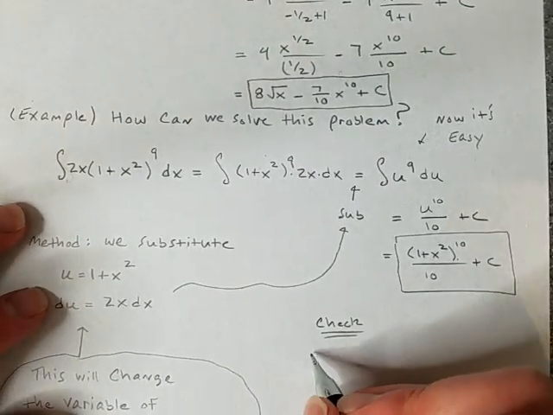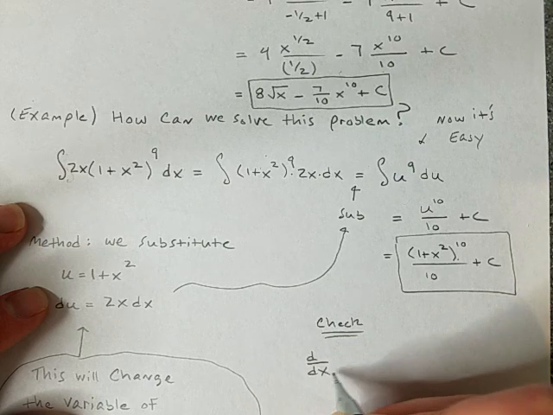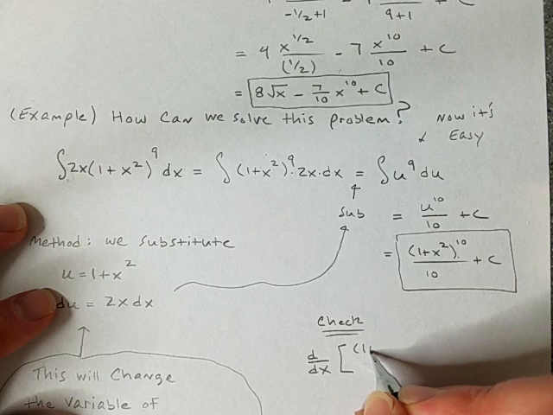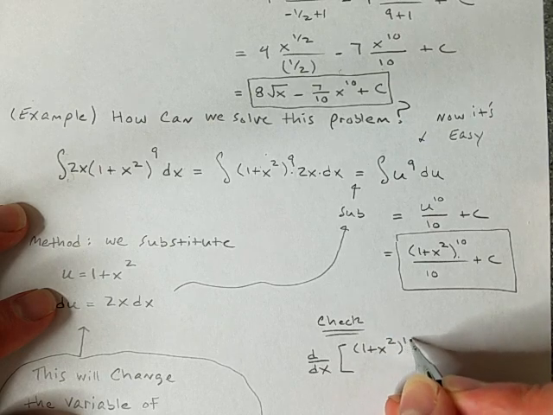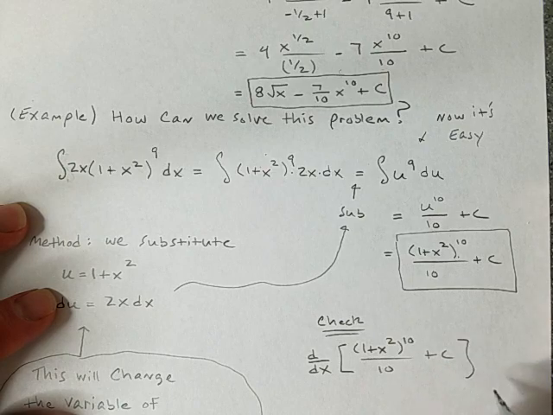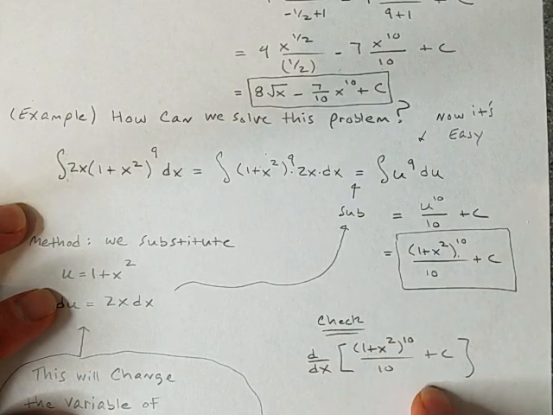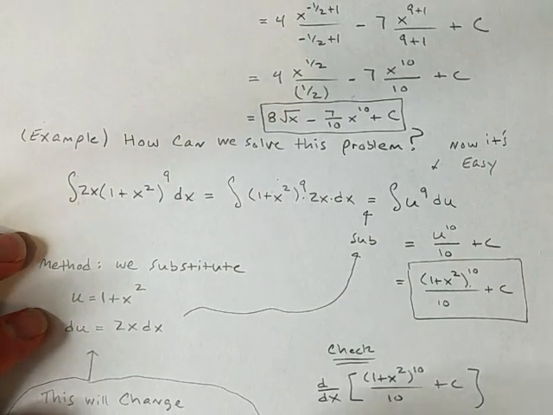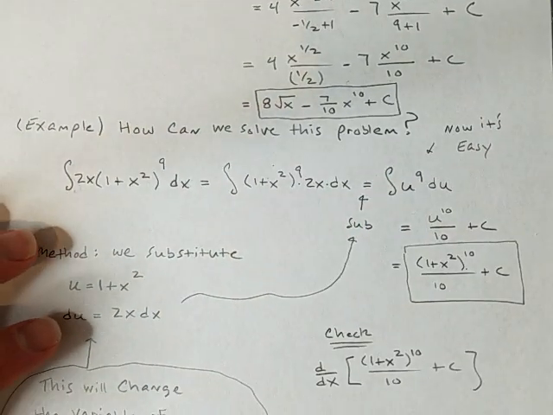So I'm going to go ahead and check this. If that answer is correct, then if I take the derivative with respect to x of 1 plus x squared to the 10th power over 10 plus c, if that is right, when I do this, I should get this. That's how they all work. It doesn't matter how you got the answer. They're supposed to work that way.